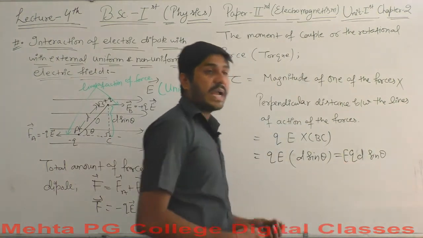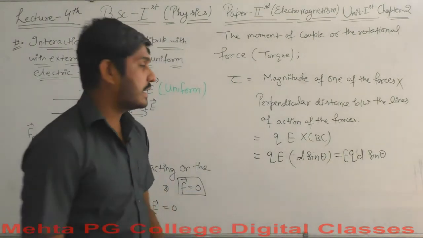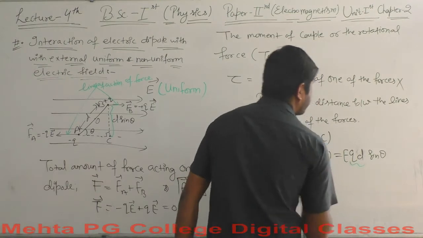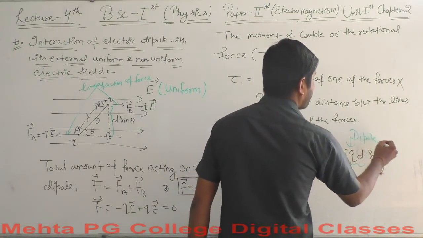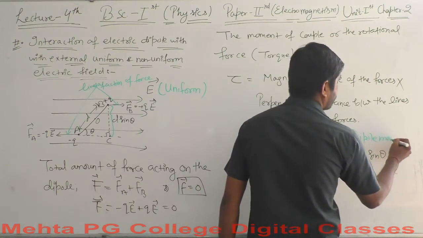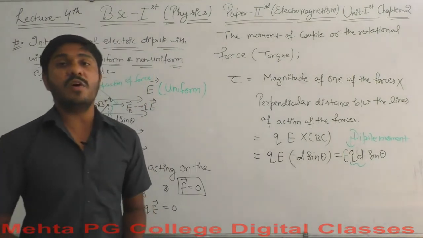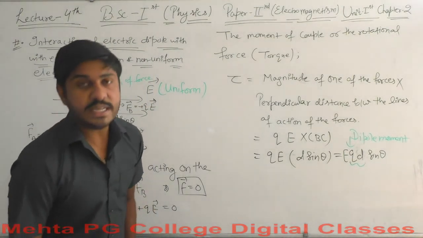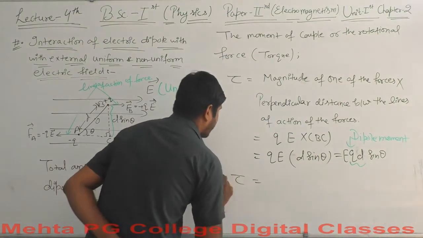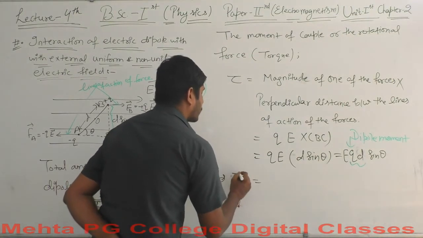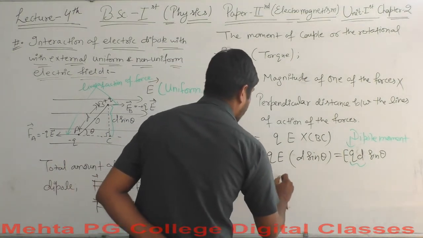And one thing, why do I write Q and d together? Just because Q and d form a thing named the dipole moment. So Q and d come together and form the dipole moment here. And in terms of the dipole moment, this torque tau is equal to E P sine theta.